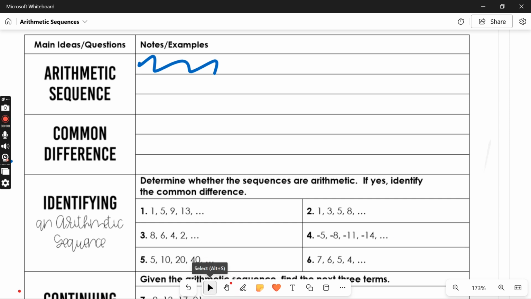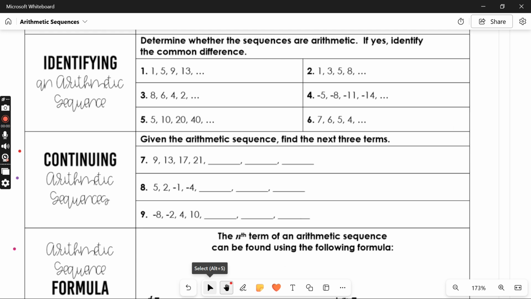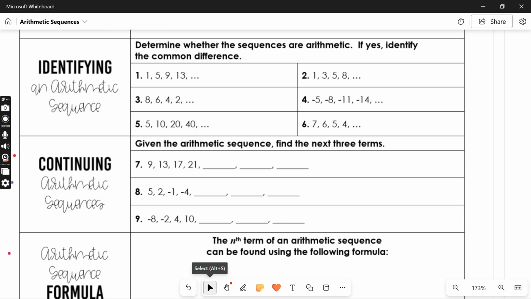What we're going to do is look at whether a sequence is an arithmetic sequence or not. The way we're going to determine this is to look at whether the same thing is happening each time. Are we adding the same value each time, or subtracting the same value each time? If they are the same, we'll say yes, and we'll identify what we're adding by. If they're not, we'll say no.